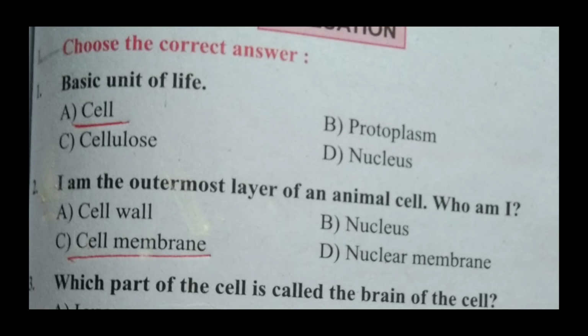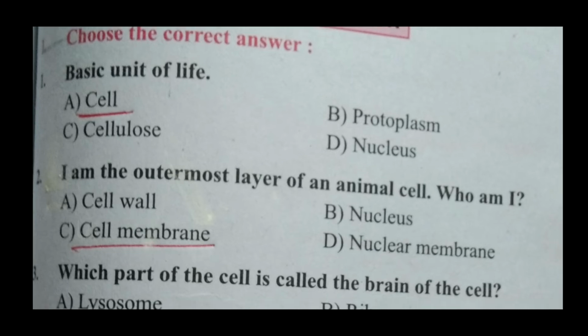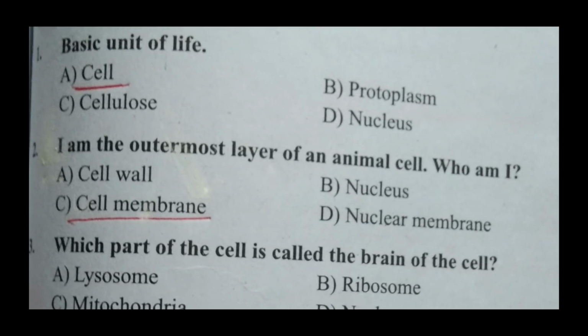Basic unit of life is cell. Cell is the basic structural and functional unit of all living organisms, no? So, the answer is cell. The second question is, I am the outermost layer of an animal cell. Who am I? Cell membrane. The answer is cell membrane. Cell membrane forms the boundary of the animal cell. So, the answer is cell membrane.